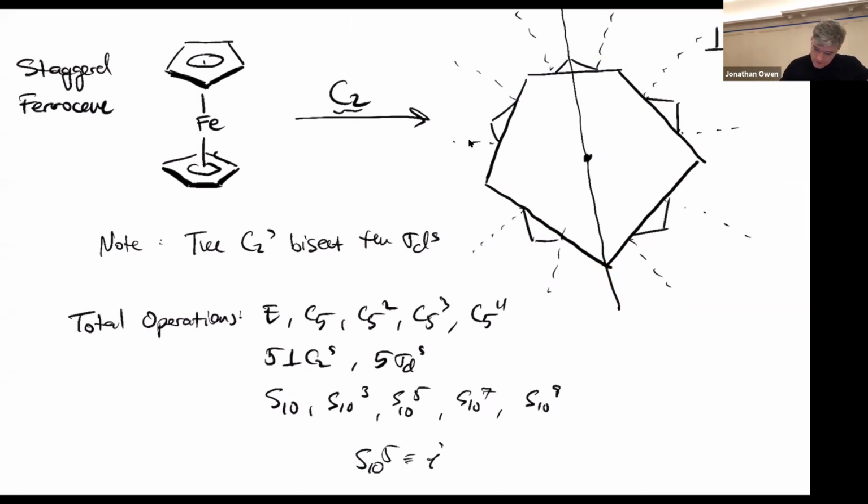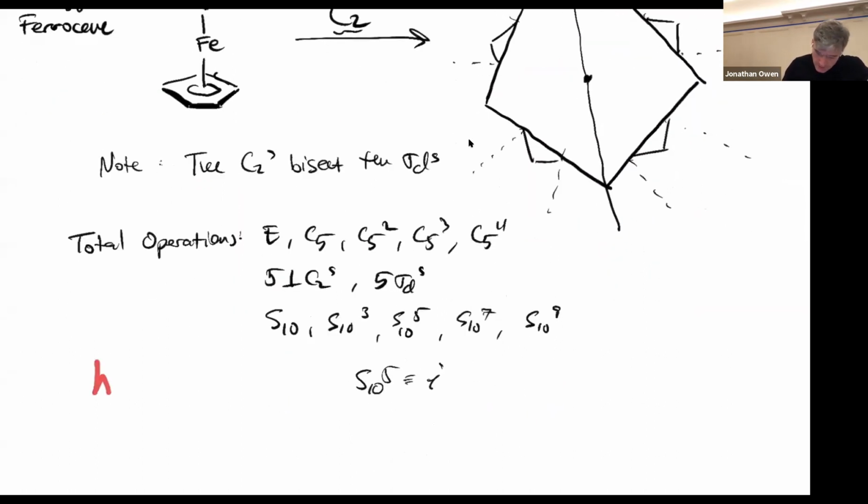All right, so total operations, h is equal to 20 for D5d. Okay. Good.